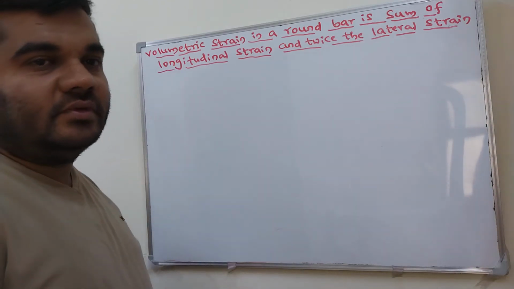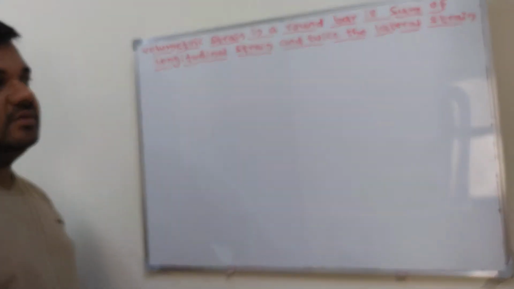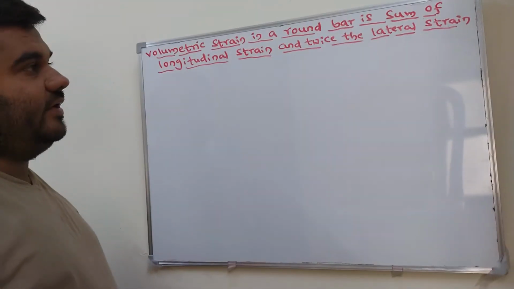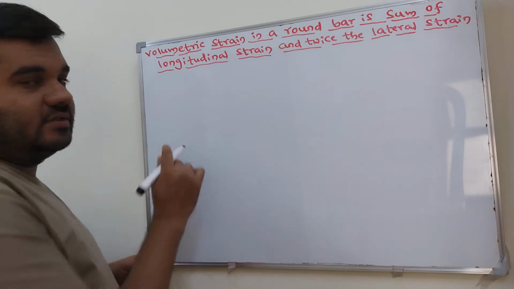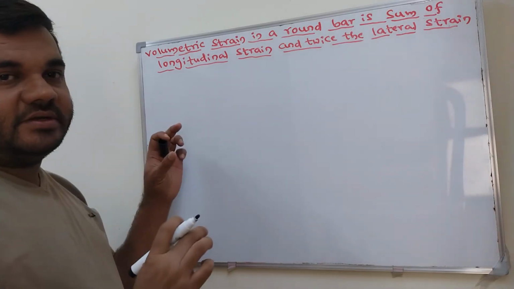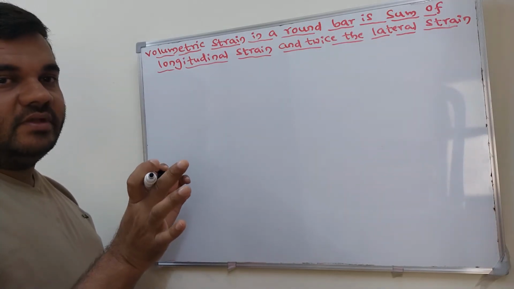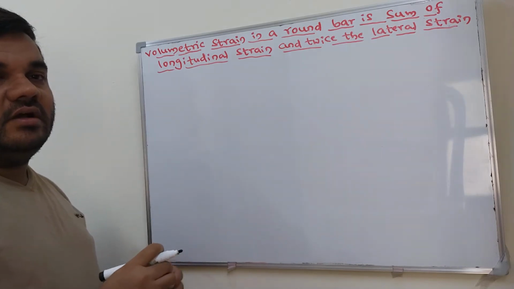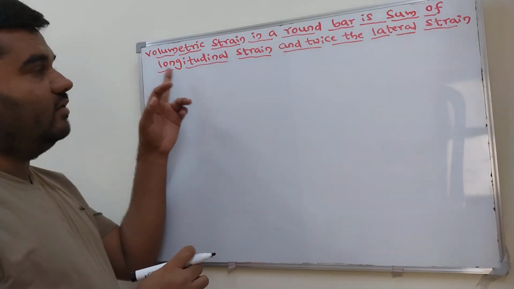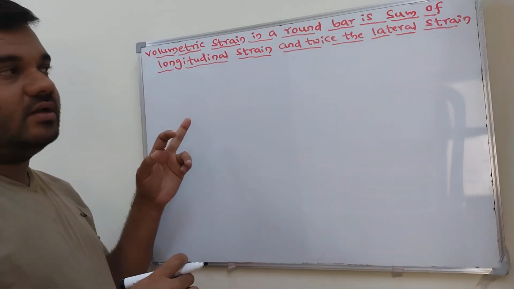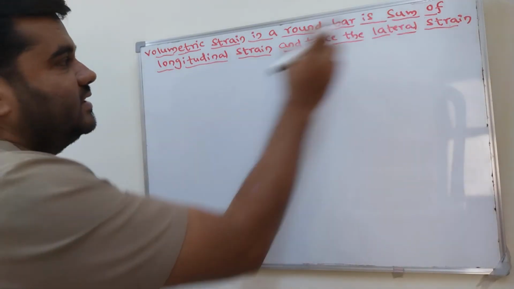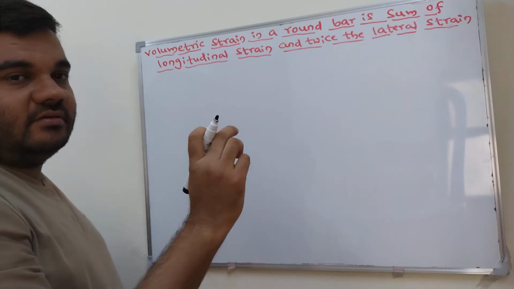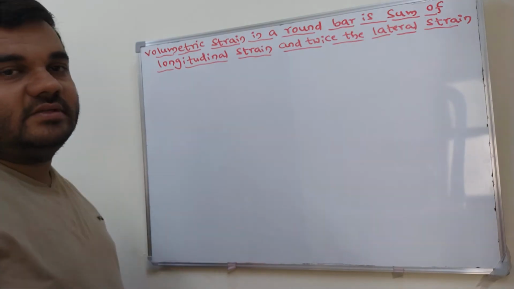In this video, we will find the total volumetric strain of a round bar. That is, a solid circular bar of a certain diameter, and its length is L. We need to calculate the total strain or volumetric strain developed in that bar, and it is always the sum of the longitudinal strain and twice the lateral strain.